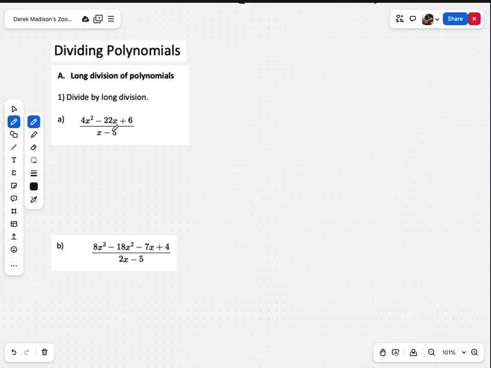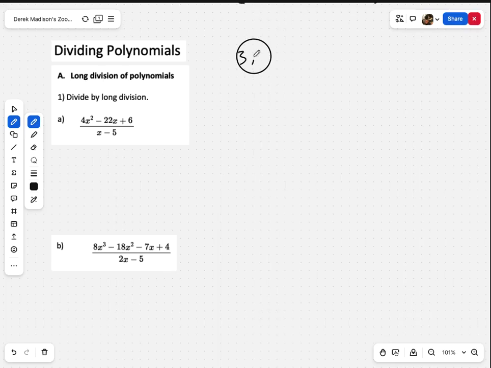With this one, I could use synthetic division, that's coming up, because this is just a 1x, the negative 1x minus 5. With this one where it's a 2x, that is where the long division has to happen. And I'll go ahead and show that to you. It's pretty much what you would think of in terms of division.